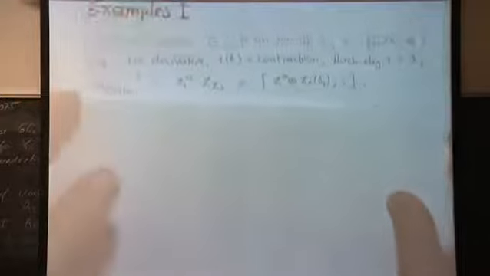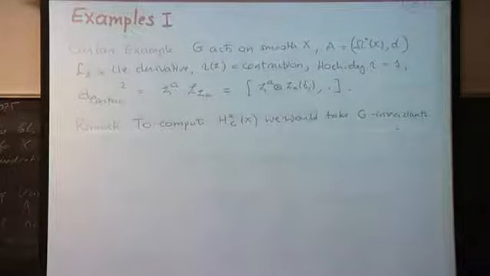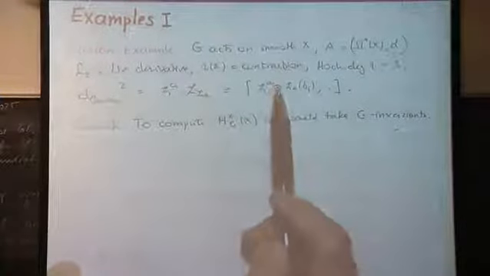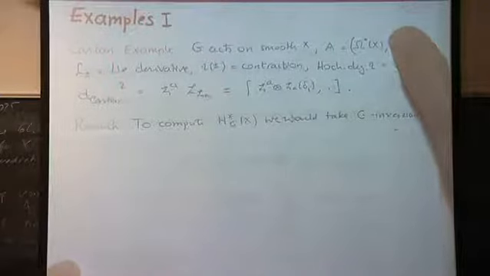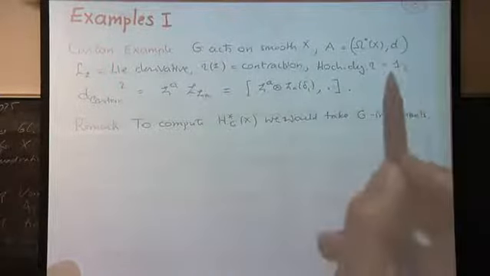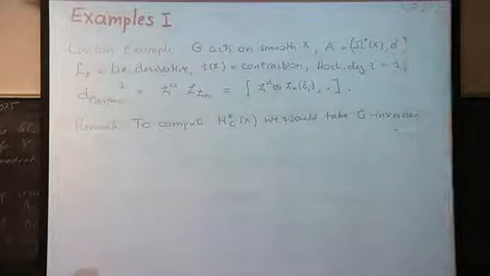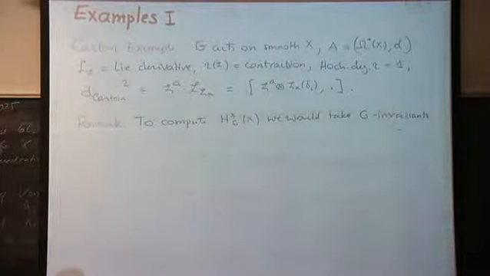Alright, so the first example is a Cartan example. So G acts on a smooth manifold X. Take the algebra of de Rham forms on X. Then L_psi is of course the Lie derivative by the vector fields defining the action. Iota of psi is a contraction by the same vector fields. Notice that as far as the algebra goes, it's a derivation. It has Hochschild degree 1, but it has degree -1 because it's odd. It reduces the form degree by 1. So a derivation of degree -1. So it has total degree 0, but Hochschild degree +1.